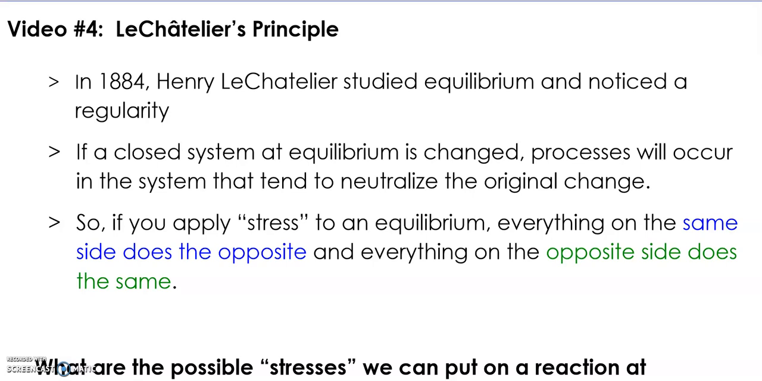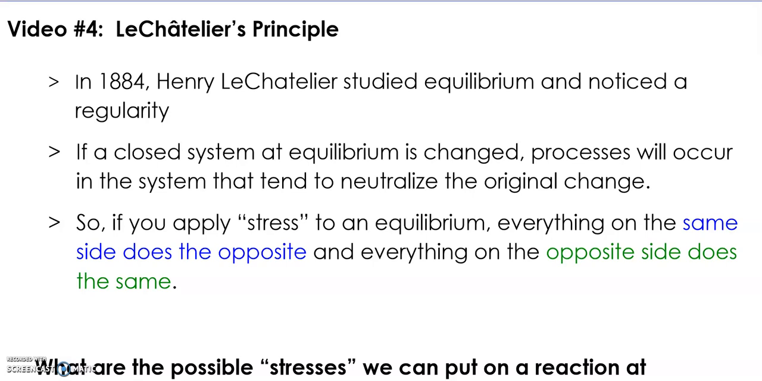In 1884, Henry Le Chatelier studied equilibrium, and he noticed this regularity. If a closed system at equilibrium is changed, processes will occur in the system that tend to neutralize the original change, meaning they're going to try to get back to equilibrium, kind of cancel that change or that stress out. So we call that change a stress.